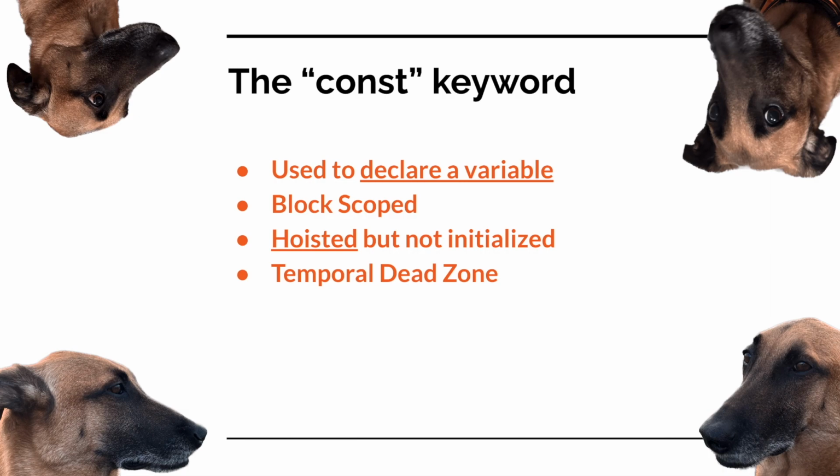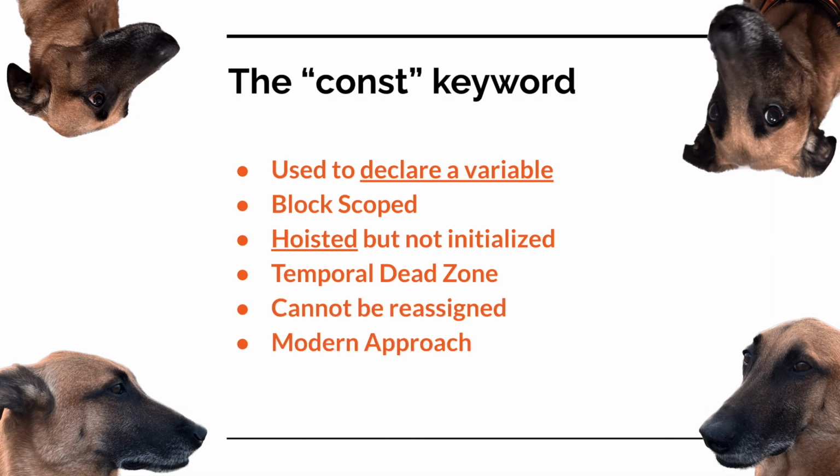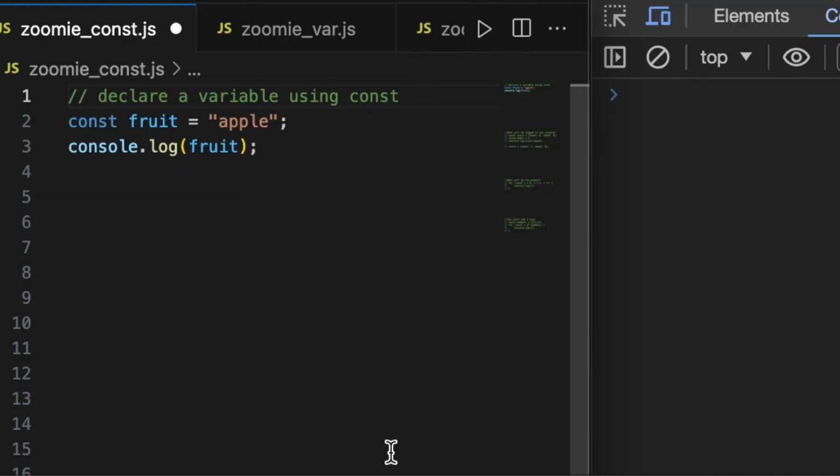And const cannot be reassigned values, and it's also considered a more modern approach compared to var. All right, let's look at the code syntax. So we can declare a const the same way as var or let, but instead we'll use the const keyword.